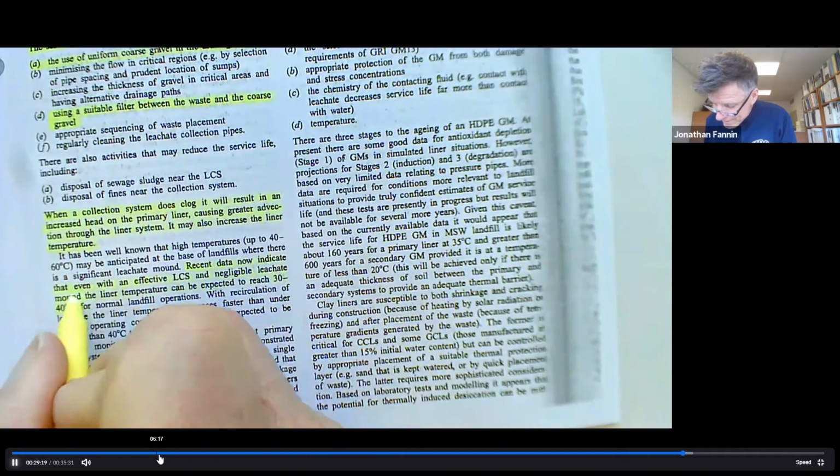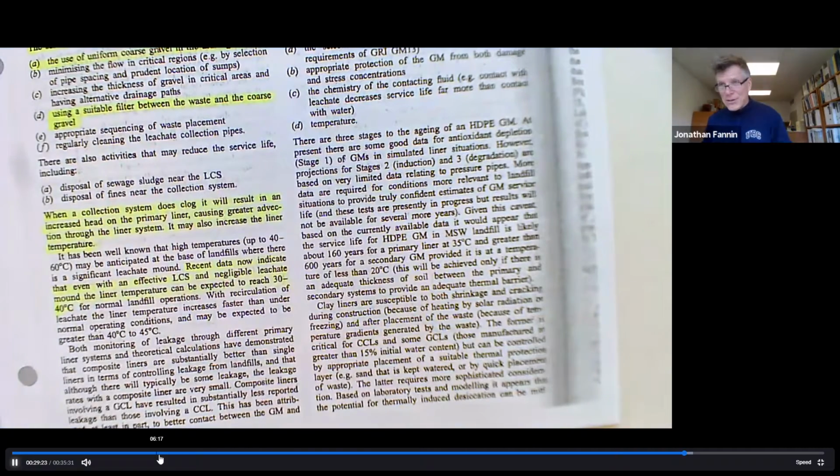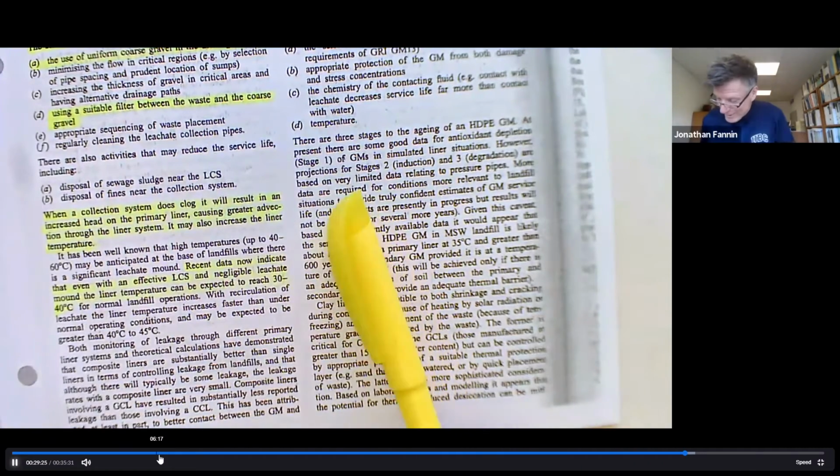Running out of highlighter pen here, probably just as well. We're at the penultimate lecture in the course.